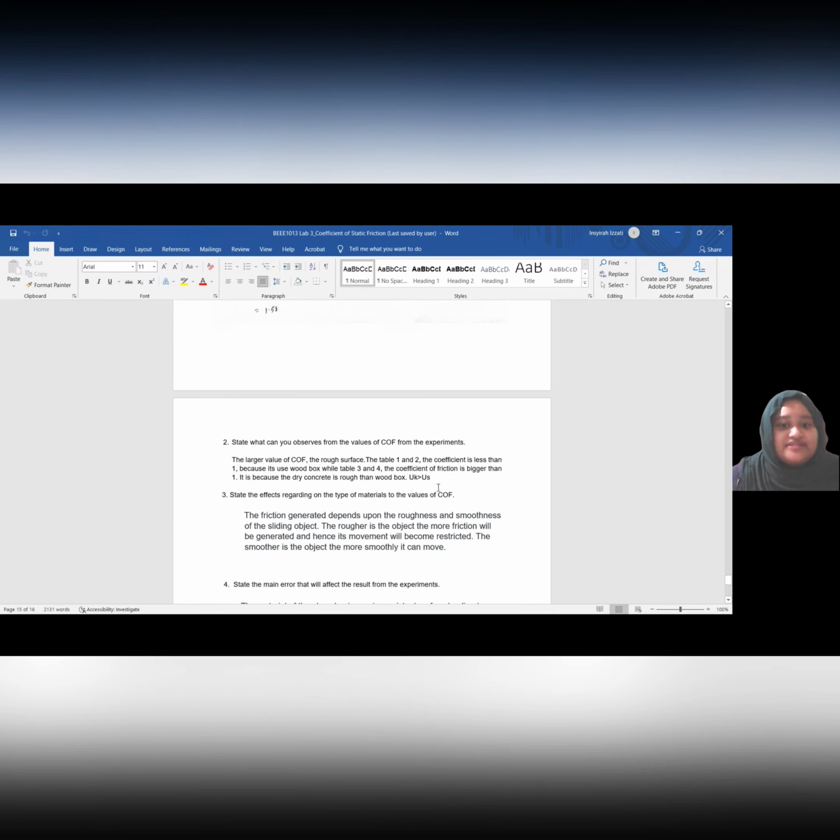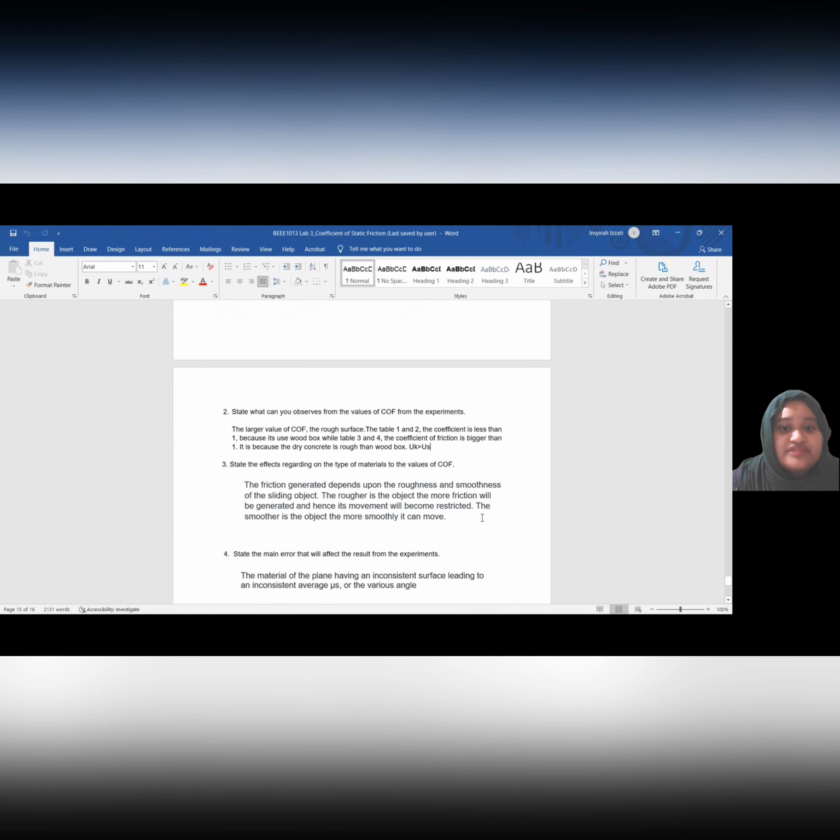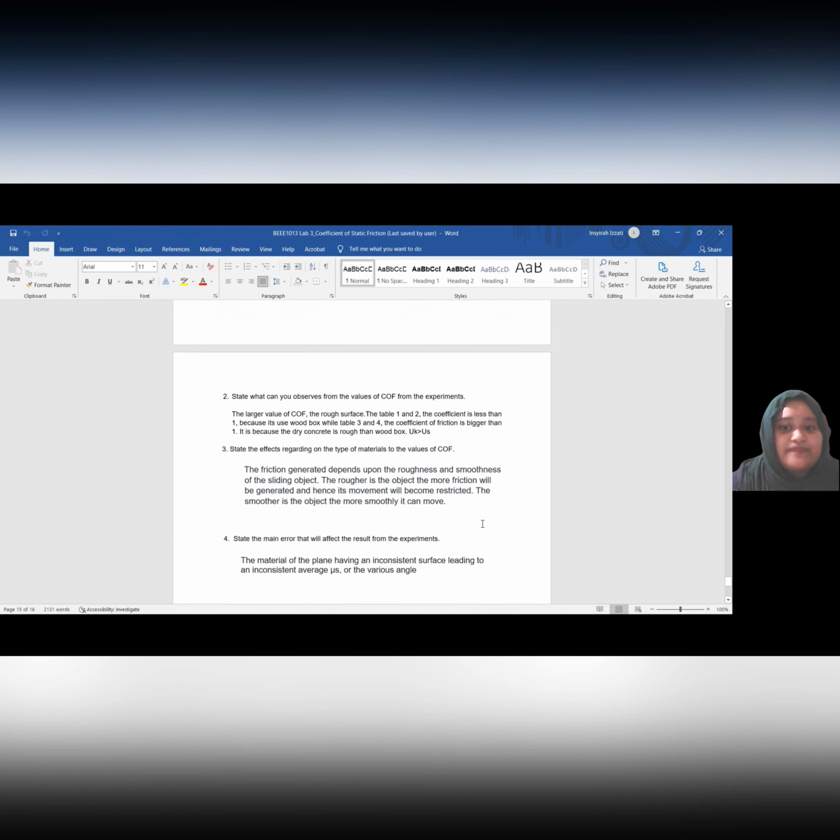State the effects regarding the type of materials on the values of COF. The friction generated depends upon the roughness and smoothness of the sliding object. The rougher the object, the more friction will be generated and its movement will become restricted. The smoother the object, the more smoothly it can move.